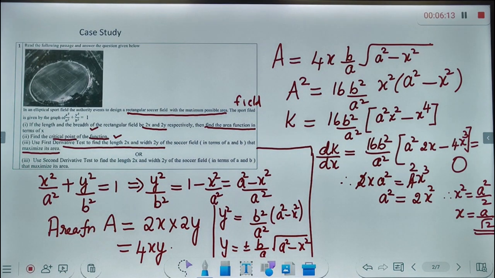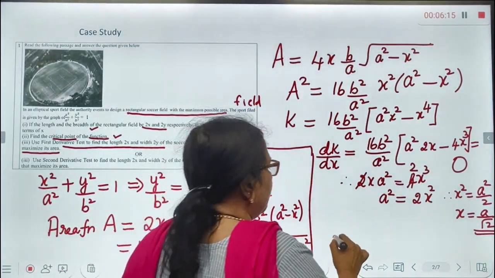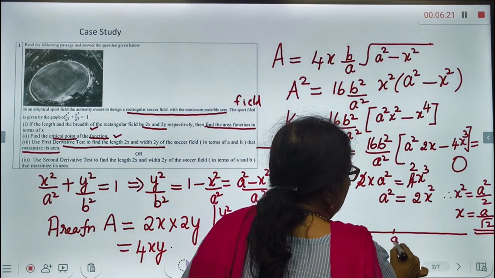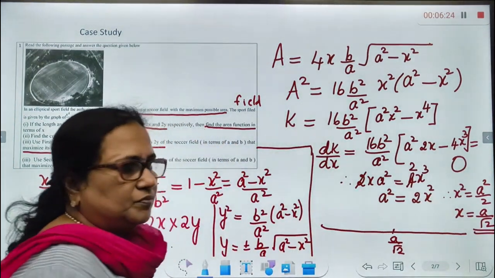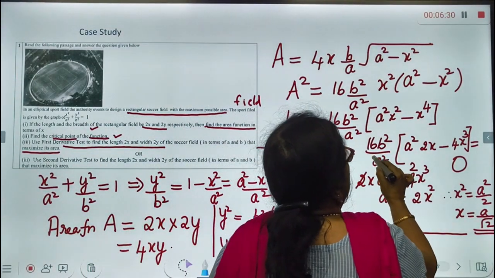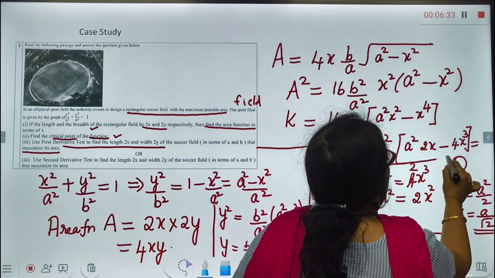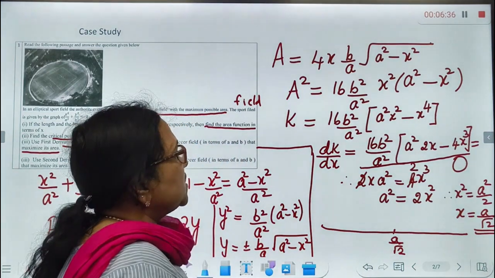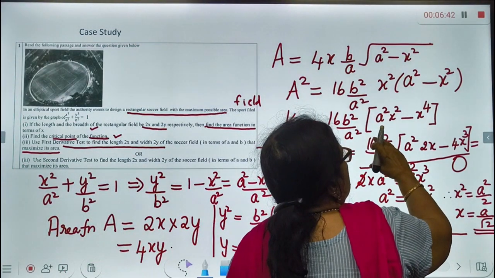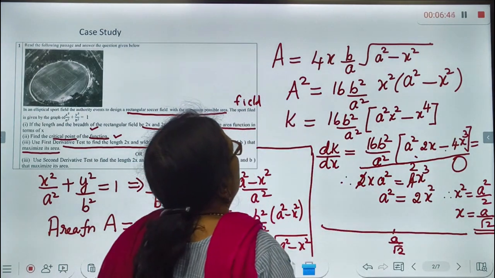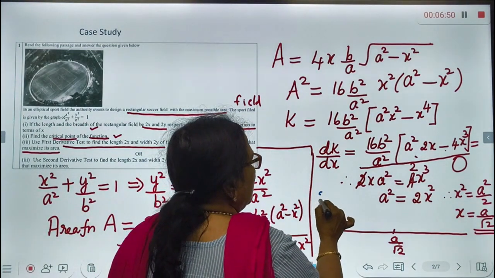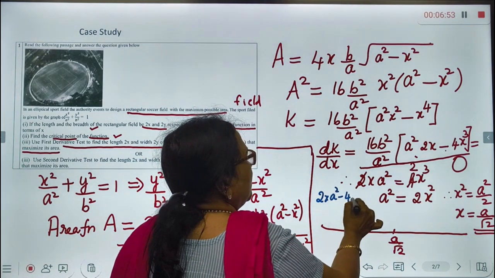Now, you have to use the first derivative test. How do you use the first derivative test? Take the number line, divide it via the point a by root 2. a is a constant. So, now what is the first derivative? This is the first derivative. Now, what will be the sign of the first derivative? You can ignore this, because this is always positive. So, I can substitute only here. What is that? 2x a square minus 4x cube.